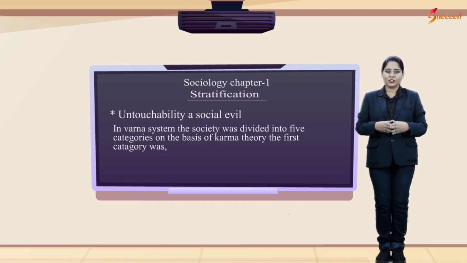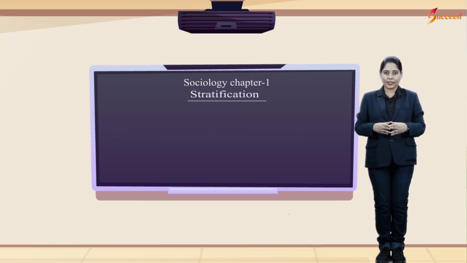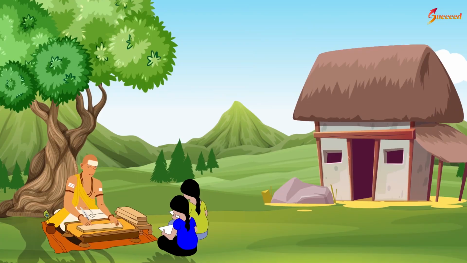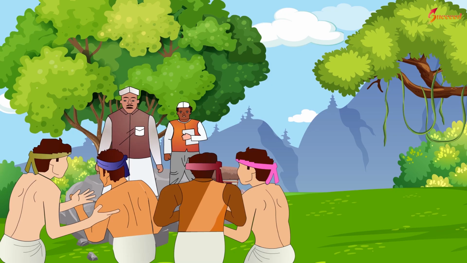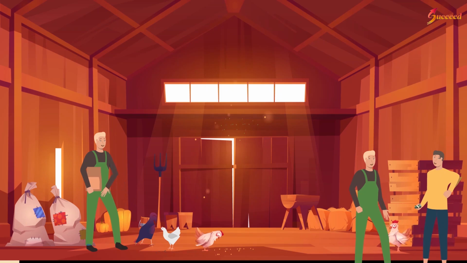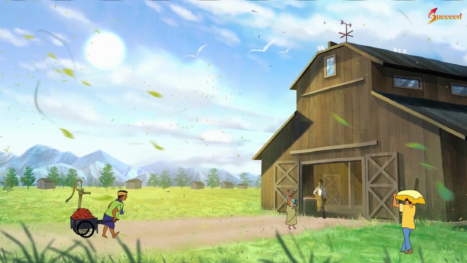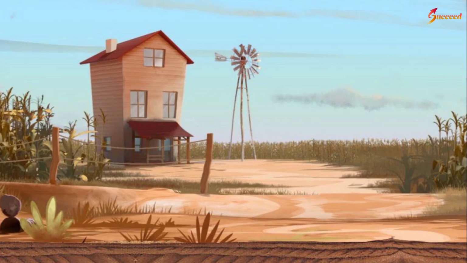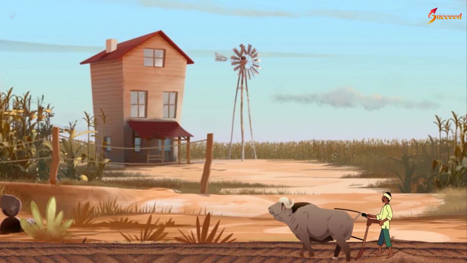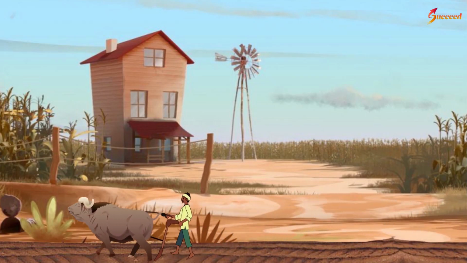In the Varna system, the society was divided into 5 categories on the basis of karma theory. The first category was Brahmanas. They were teachers and they used to practice yagnas. Second was Kshatriyas. They were political administrators. And the next category was Vaishyas. They used to take part in business activities. The fourth part, Shudras, they were the manual laborers.